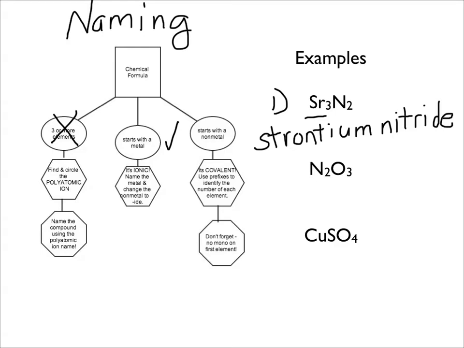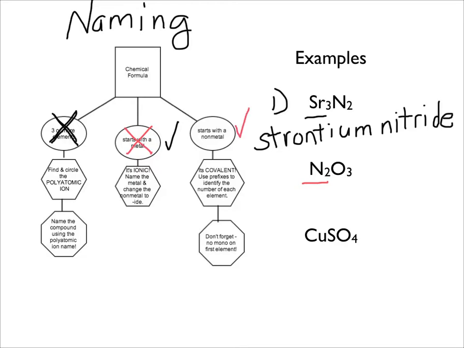Let's try another one. N2O3. We'll change colors here. Red. Does it have 3 or more elements? Once again, no, it does not. And nitrogen is not a metal, but it is a nonmetal. So let's look how we name it.